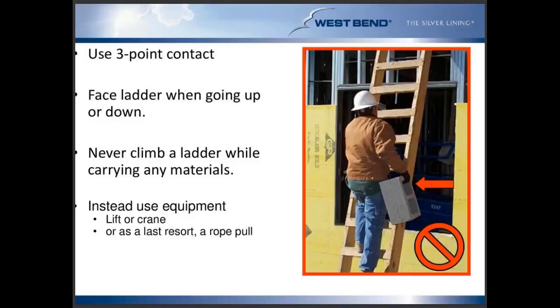If all else fails, you can always use a rope pull system, which essentially is a rope with a carabiner on it that you stand at the edge of the roof and pull that object or material up. Obviously, from our standpoint, we'd much prefer our insureds use equipment as opposed to that, but definitely maintaining three-point contact is critical to preventing a fall from a ladder.